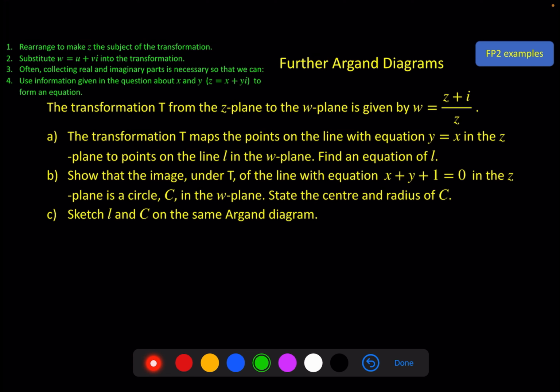This next example is very similar, so we'll go through it in the same way. The transformation T from the z plane to the w plane is given by this. The transformation T maps the points on the line with the equation this. Here's our relationship between x and y that we will use in place of a locus in the z plane to points on the line L in the w plane. Find an equation of L. So we rearrange to make z the subject.